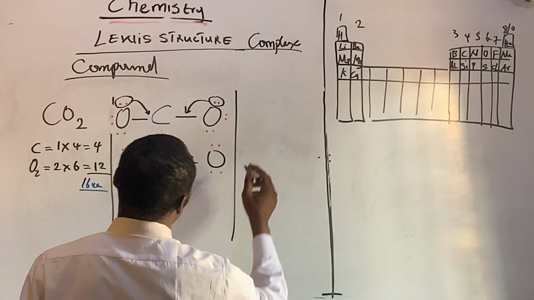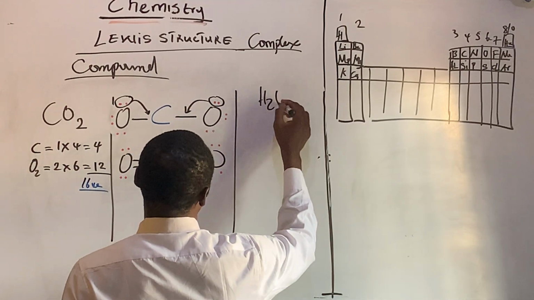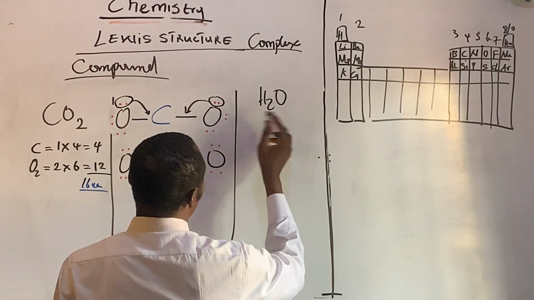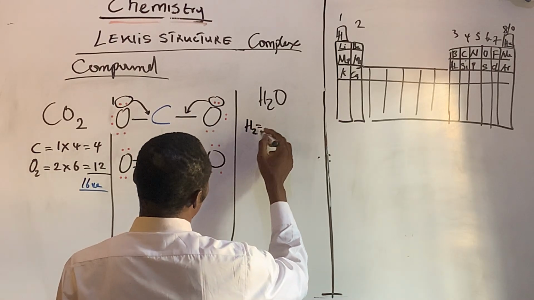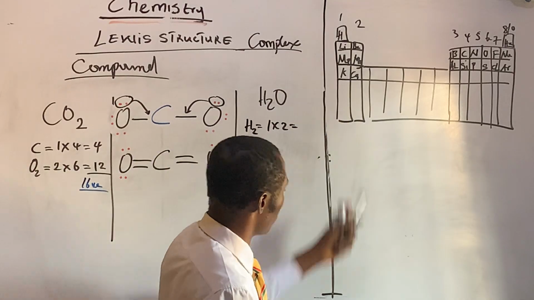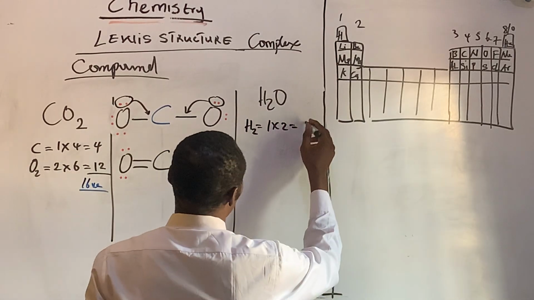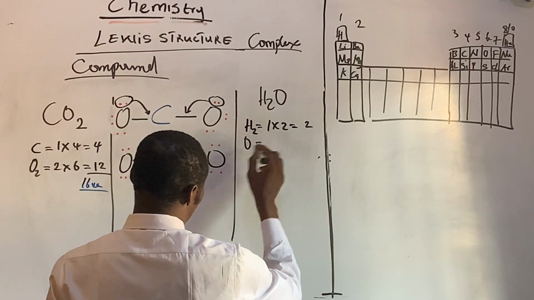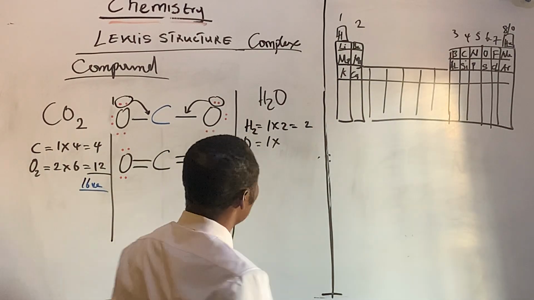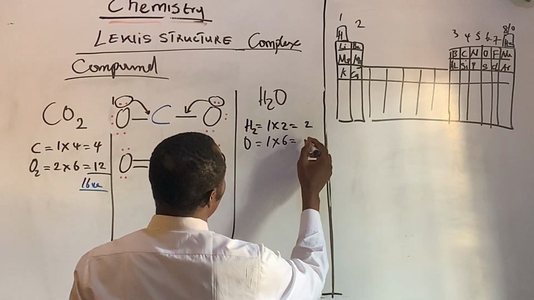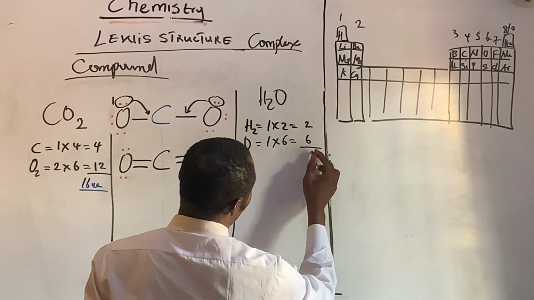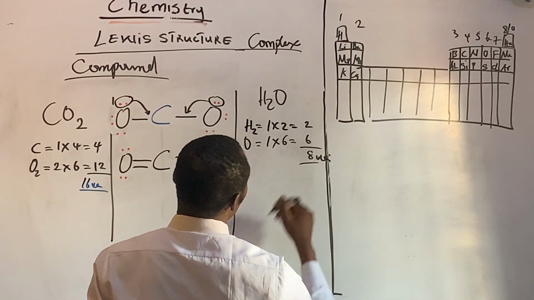Let's do the one for water, H2O. Now we're going to calculate the total number of electrons in it. Hydrogen is 2 of those, and the valence number of hydrogen is 1. All right, so we're going to be having 2 here. Then oxygen is 1, and the valency of oxygen, which is in group 6, is 6. Now this is 2 plus 6, or 6 plus 2, which should give me 8. All right, 8 valency electrons.